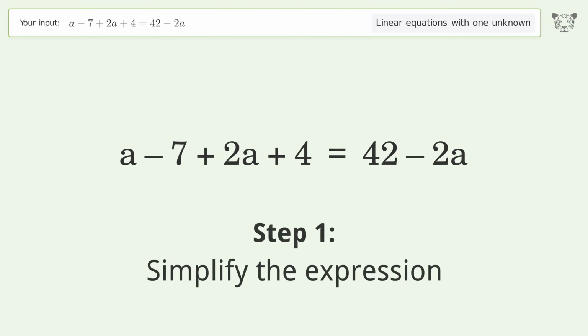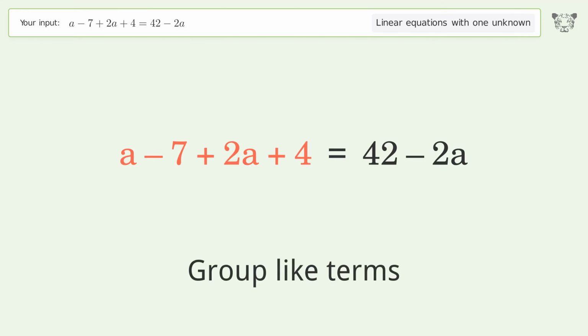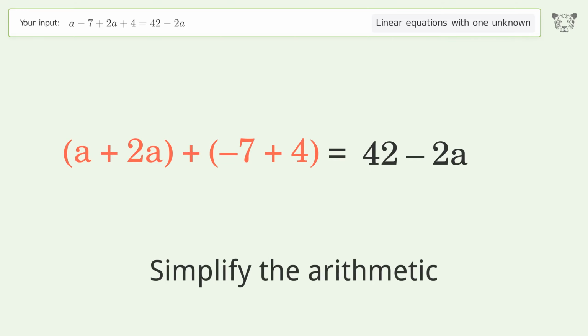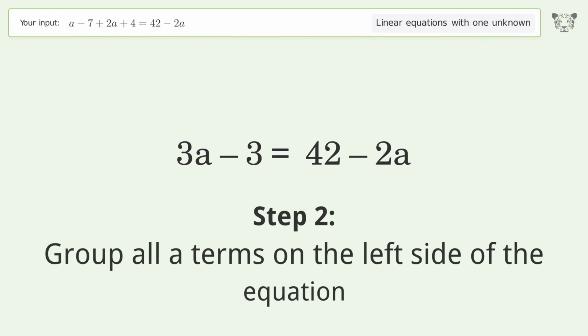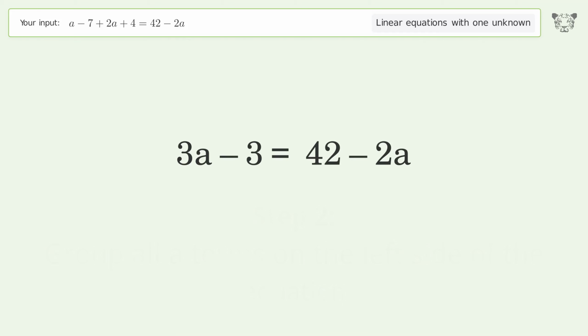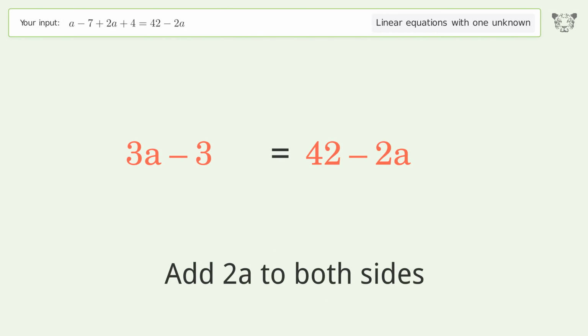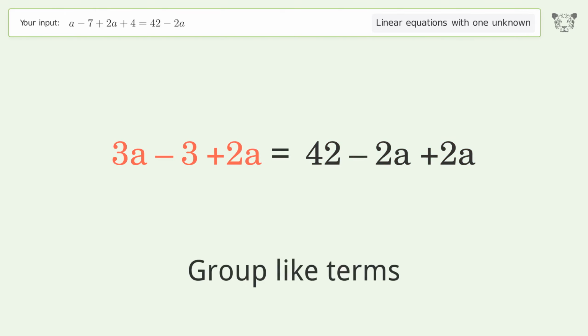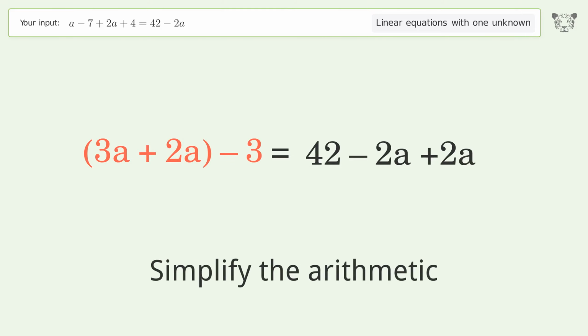Simplify the expression. Group like terms. Simplify the arithmetic. Group all a terms on the left side of the equation. Add 2a to both sides. Group like terms. Simplify the arithmetic.